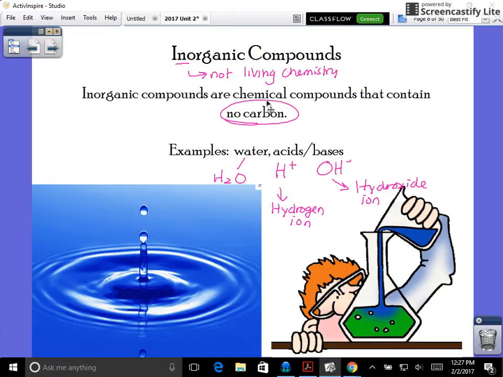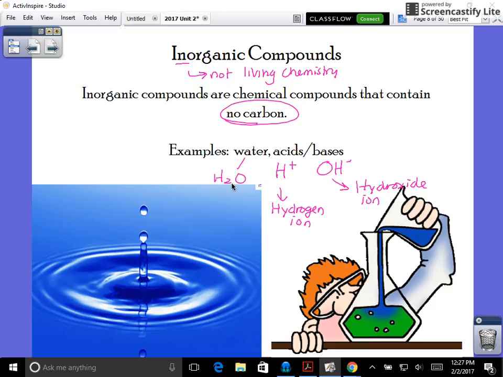So as we start to talk about water, we need to mention the term inorganic compounds. Inorganic compounds can be a very complex subject. We're specifically just talking about water, acids, and bases, basically chemical compounds that don't contain carbon. So we'll start with water, and the next lesson will be on acids and bases.